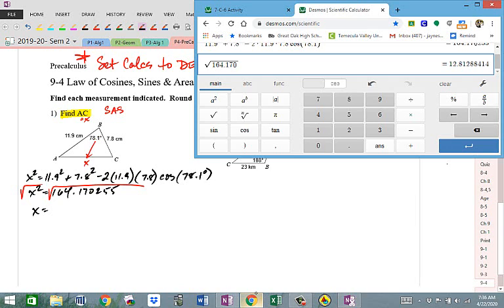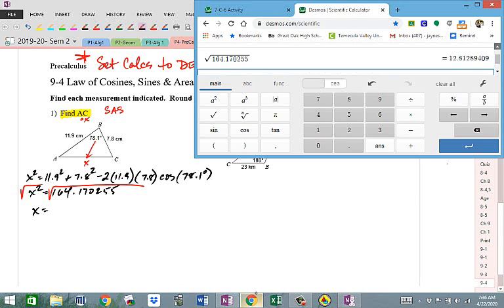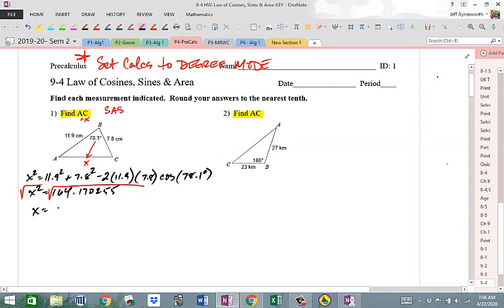It just takes longer if you have to. Oh, there we go. So we get about 12.8. Now the directions say round to the nearest tenth, so I'm going to round this to 12.8, centimeters in this case. The directions say round to the nearest tenth.